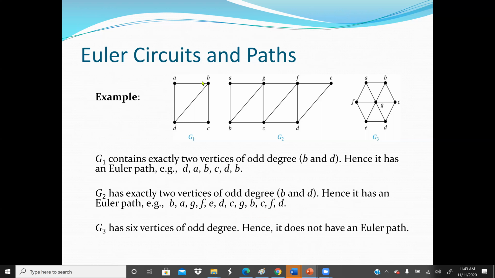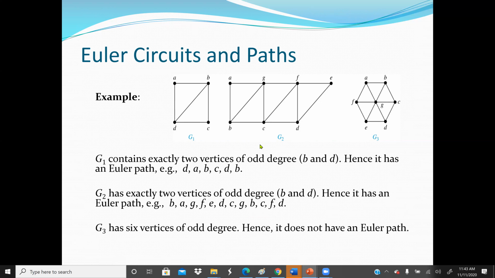Let me make sure we have only two odd degree vertices, B and D. So there will be a path. Here we say G1 contains exactly two vertices of odd degree, that's B and D. Hence, it has an Euler path. And the path will start at D. We have to be careful because we have to visit all the edges, but we are not going to end at D. So we start with D, A, B, then C, then D, then B. You can see that we start at D, but we end at B, and we were able to visit all the edges once.